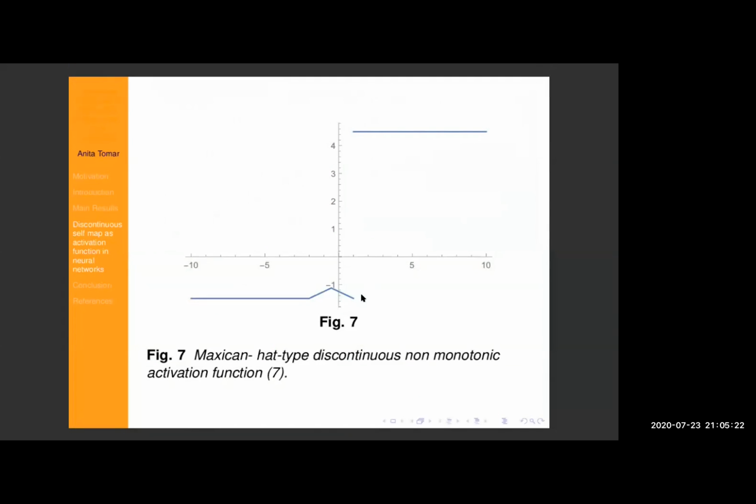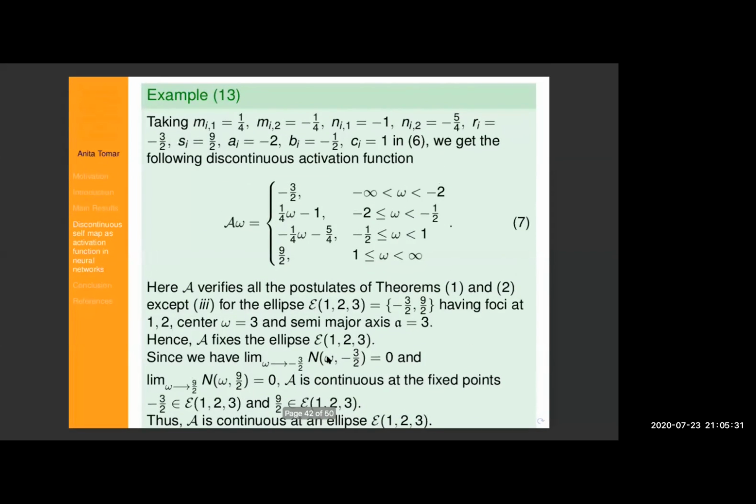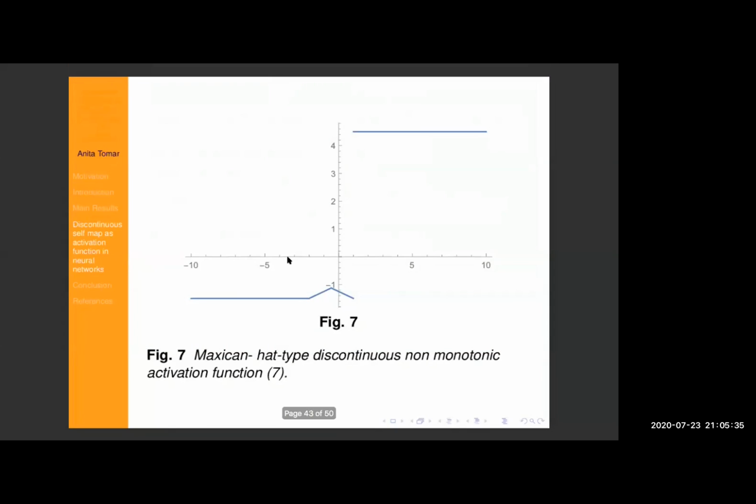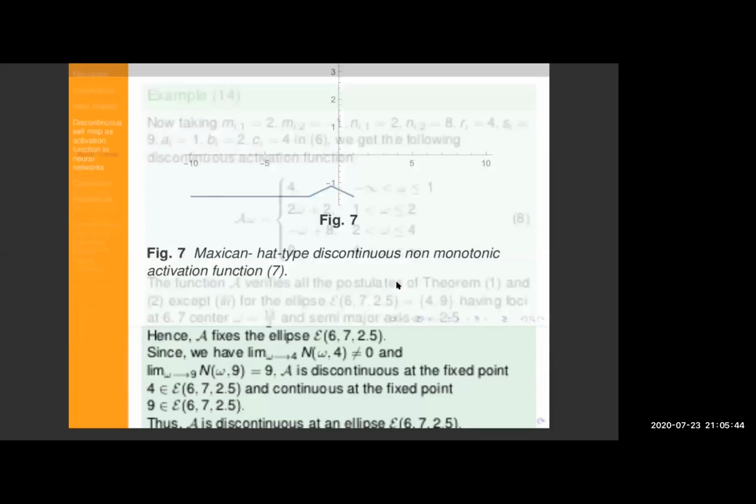So this is the diagram of the Mexican hat type discontinuous non-monotonic activation function, and one may observe that this function is continuous at -3/2 and 9/2. This is -3/2, and somewhere here it will be 9/2.